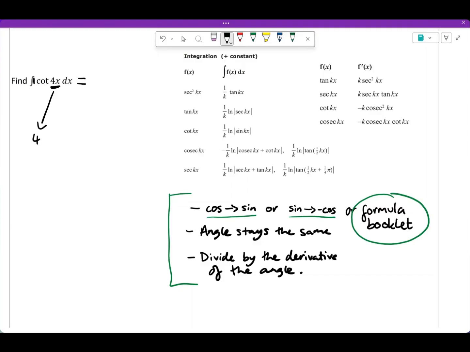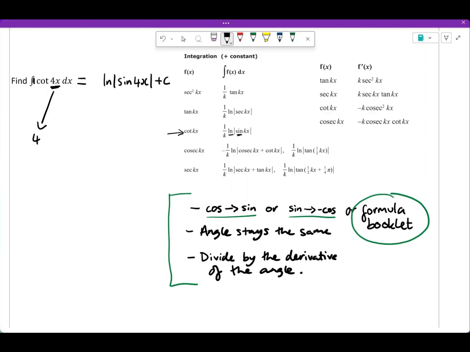Well, if we look at my integrals, I believe it is here. Okay, the integral of cot is ln of the modulus of sine. And remember, the angle stays the same throughout. We have to divide by the derivative of the angle as usual. So let's carry out my steps written here. Okay, using the formula booklet then, we know in my answer it's going to be the natural logarithm of the modulus of, and it's going to be sine, and the angle stays the same, so it's going to be 4x, and then I'm going to write in my plus c.